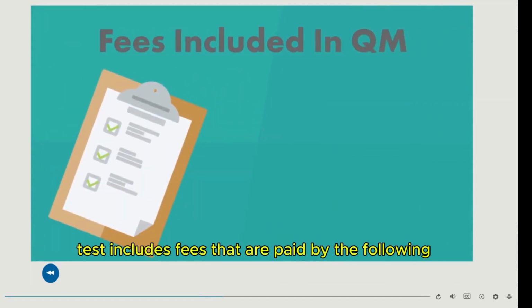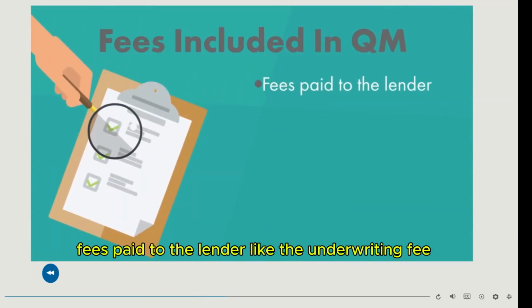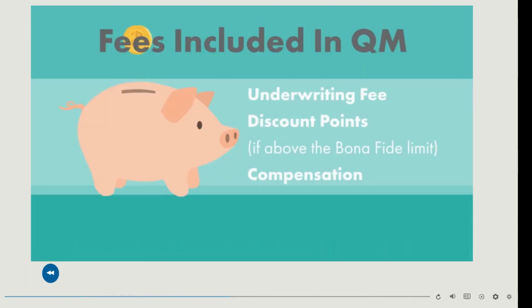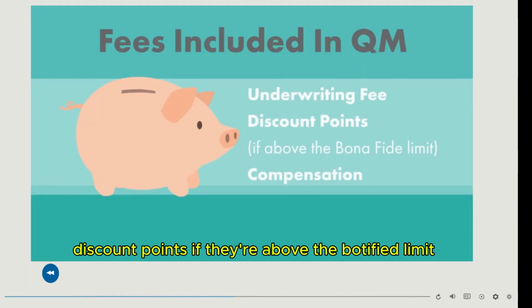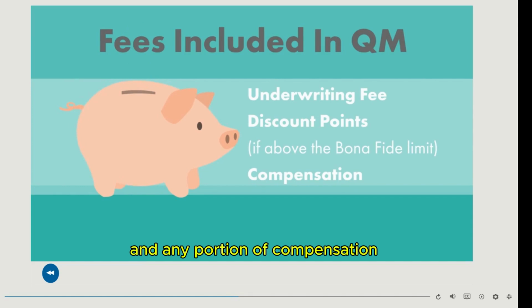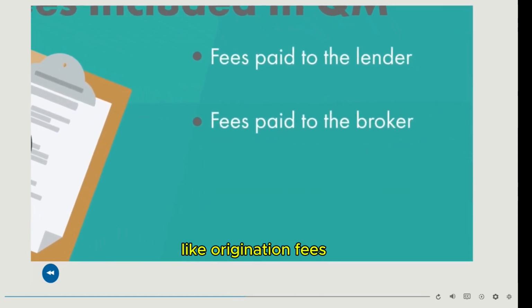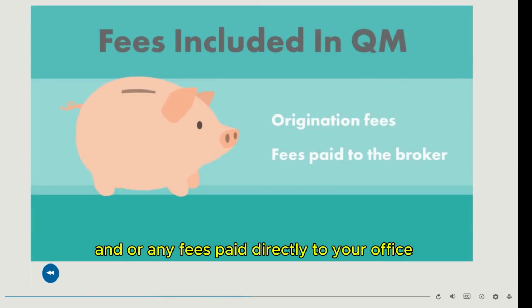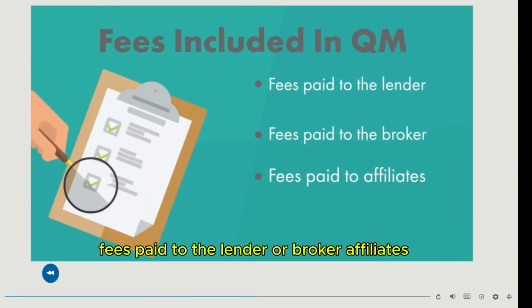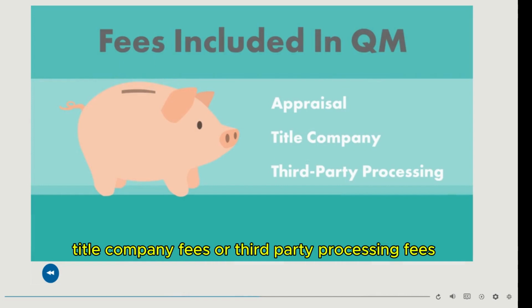The QM test includes fees that are paid by the following: fees paid to the lender, like the underwriting fee, discount points, if they're above the bona fide limit, and any portion of compensation that is not covered by credit for the rate. Fees paid to the broker, like origination fees and/or any fees paid directly to your office. Fees paid to the lender or broker affiliates, like the appraisal fee, title company fees, or third-party processing fees.